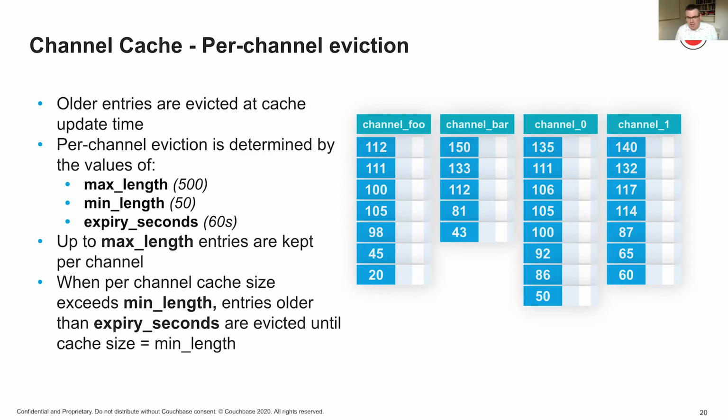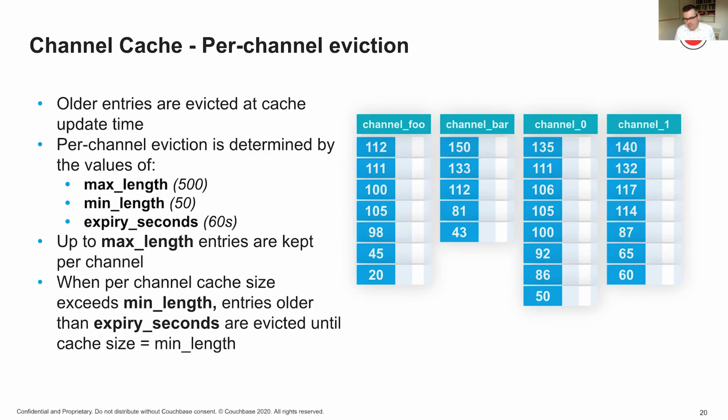When the cache exceeds min length, it's going to retain entries up to expiry seconds until the cache is at max length. So what that means is, for example, with channel foo, by default we'll hold at most 500 entries. But as long as we're greater than min length, those entries are only going to be retained for up to 60 seconds by default. So after 60 seconds, we're going to be evicting those entries to try and get back down to min length.